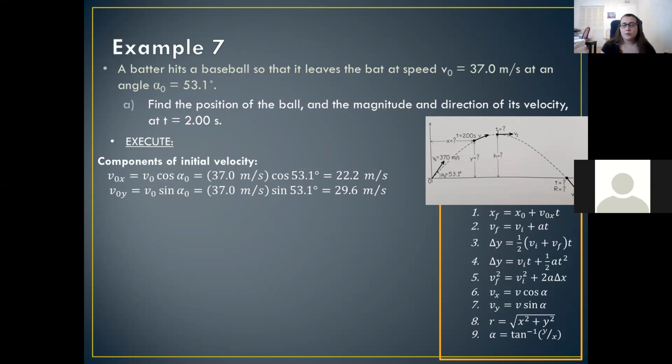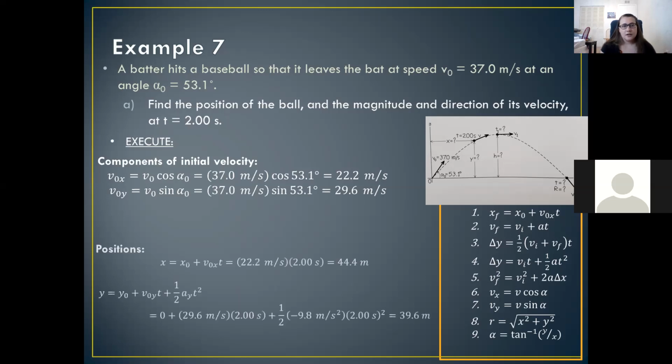Now that we have those components of the velocity, we can use those in all of our other equations that we need. So we have to find the positions first. Our x position is equation 1, our initial x position plus initial x velocity times time. Well, again, we're setting this to be the origin right there where it's hit. And so its initial x position is 0. Initial x velocity we just found to be 22.2. And we're looking at a time of 2 seconds. That gives us an x position of 44.4 meters.